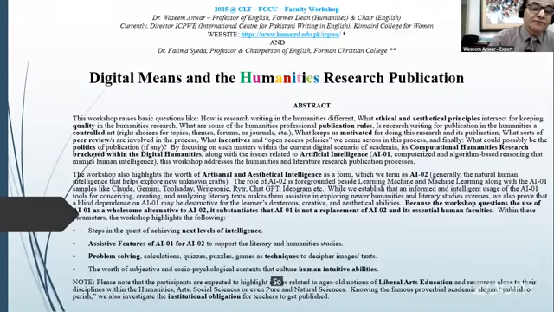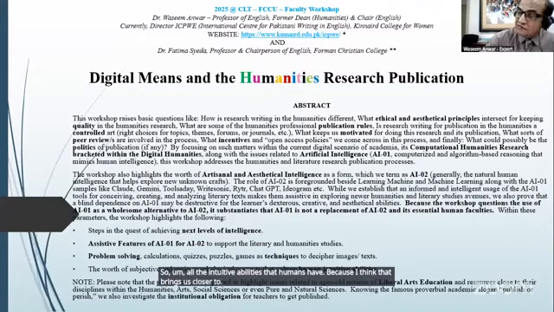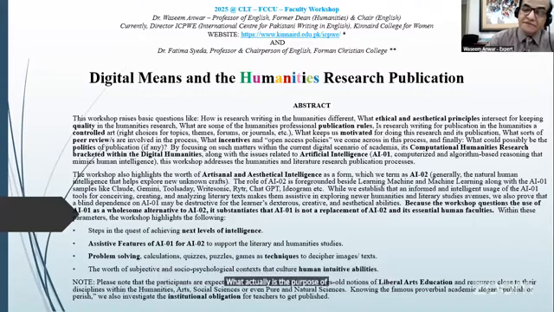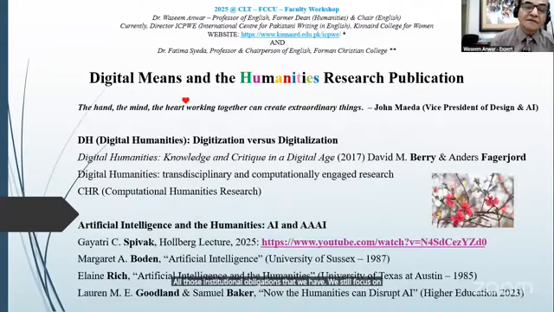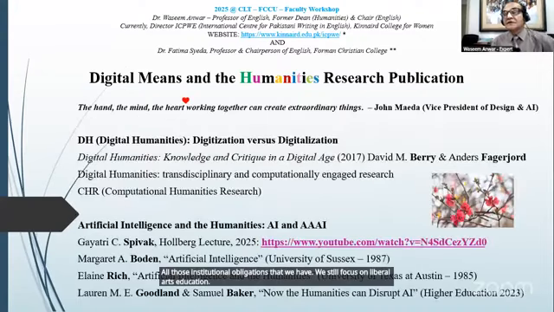So all the intuitive abilities that humans have, because I think that brings us closer to what actually is the purpose of humanities, liberal arts education. With all those institutional obligations that we have, we still focus on liberal arts education as our forte.